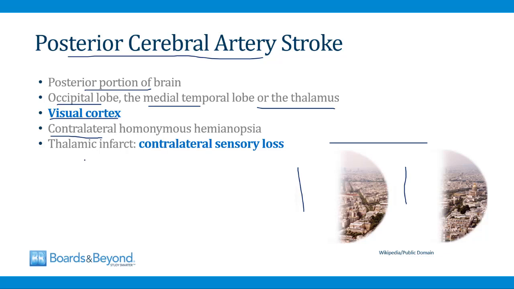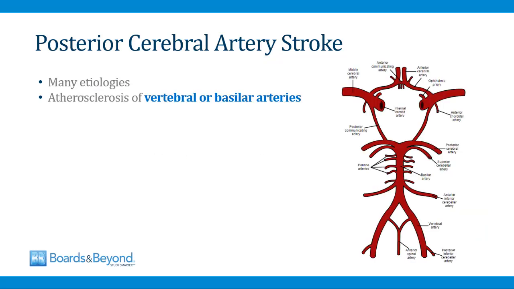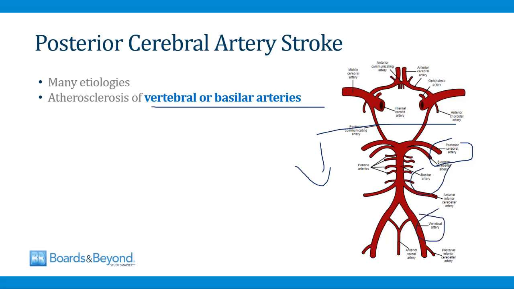And then sometimes a PCA stroke can infarct the thalamus. The thalamus is the processing station for all your sensory information from the body. So when there is a thalamic infarct, there will be complete contralateral sensory loss to all sensory modalities. There are lots of potential etiologies of PCA strokes, but one of the most important is atherosclerosis of the vertebral or basilar arteries. And that should make sense to you because we talked about how the PCA here is part of the posterior circulation to the brain, and that posterior circulation derives from the vertebral arteries and the basilar artery.